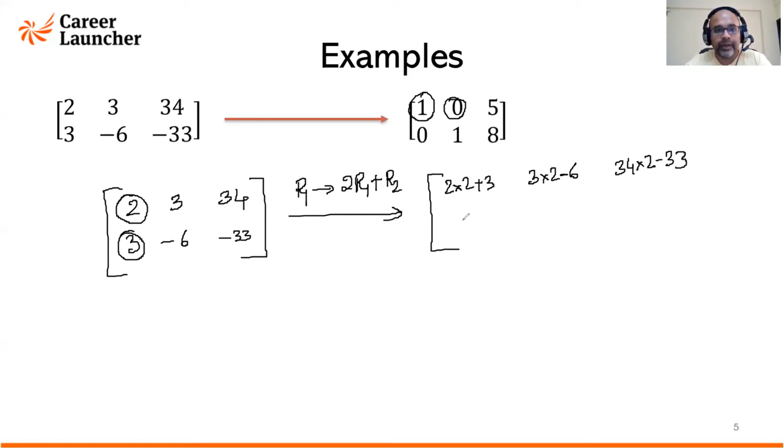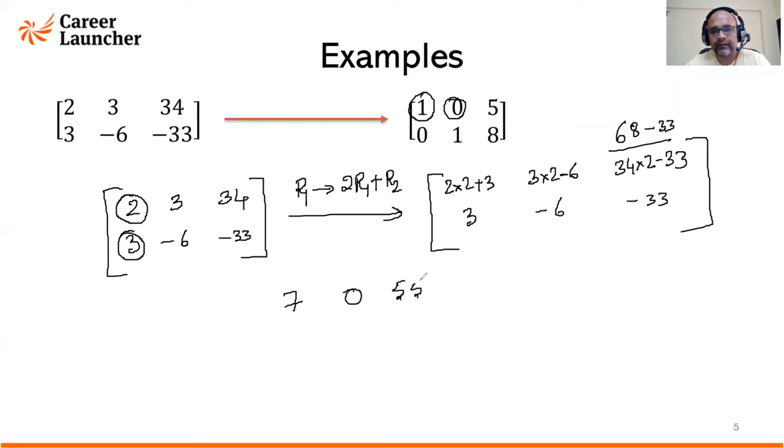The second row remains the same: 3, minus 6, minus 33. This will not change. So what happens here? 4 plus 3 is 7. 0. 34 into 2 is 68. Okay, let me write it here. 68 minus 33. What is 68 minus 33? 55.